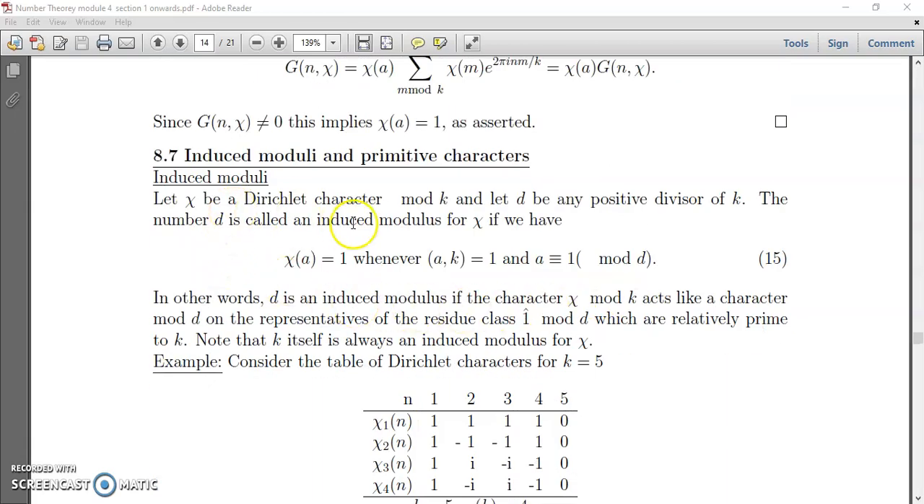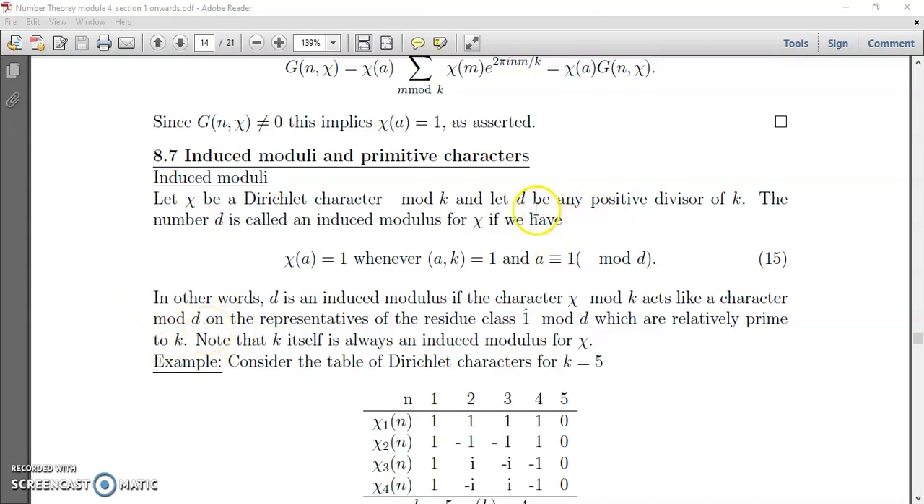Let chi be a Dirichlet character mod k and let d be a positive divisor of k. Then the number d is called the induced moduli for chi if we have chi of a equal to 1 whenever gcd of a, k equals 1 and a is equal to 1 mod d. This means that d is the induced moduli if the character chi mod k acts like a character mod d.